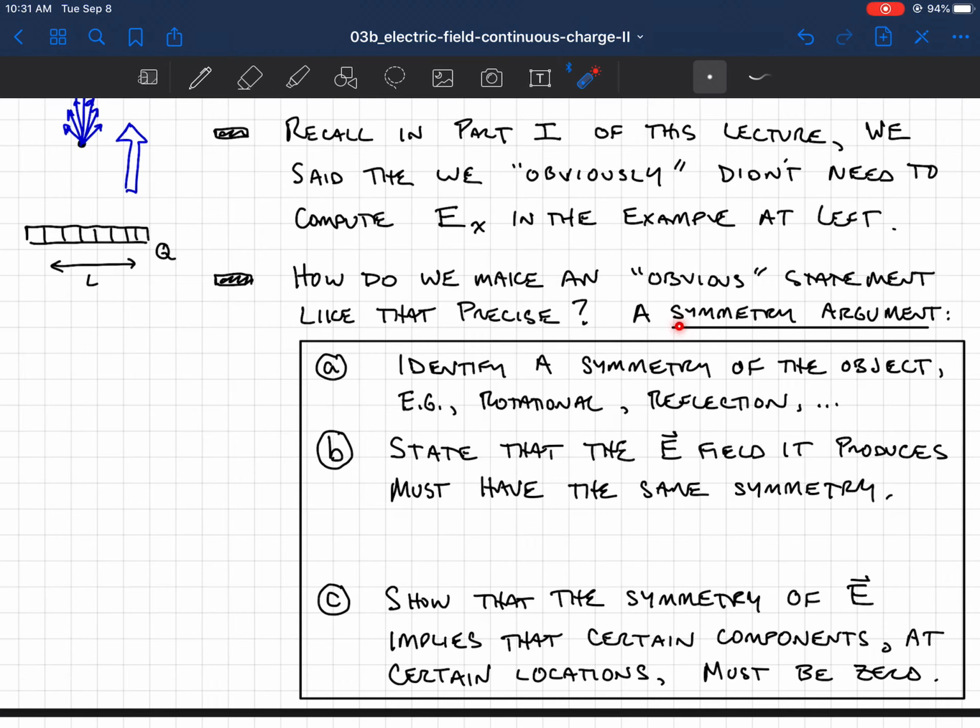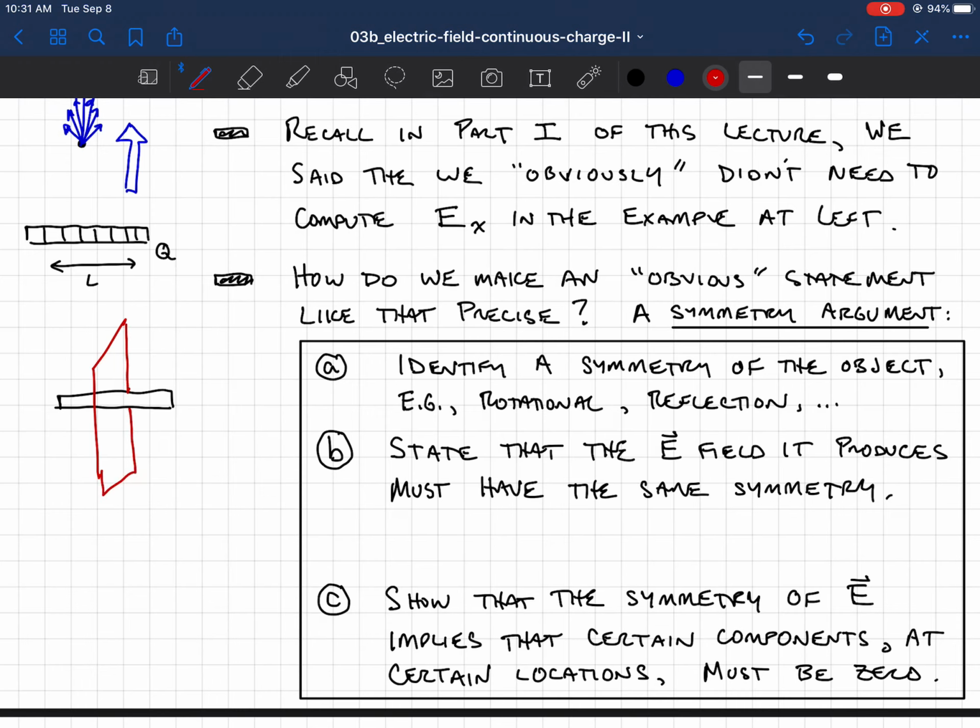And the way that you do that is something called a symmetry argument, which we'll introduce now and we'll come back to in particular when we're doing Gauss's law problems in the next couple of days. So the process of making a symmetry argument is to first identify a symmetry of the object. So for the case of a rod, this rod has a symmetry which is due to the plane that intersects it.